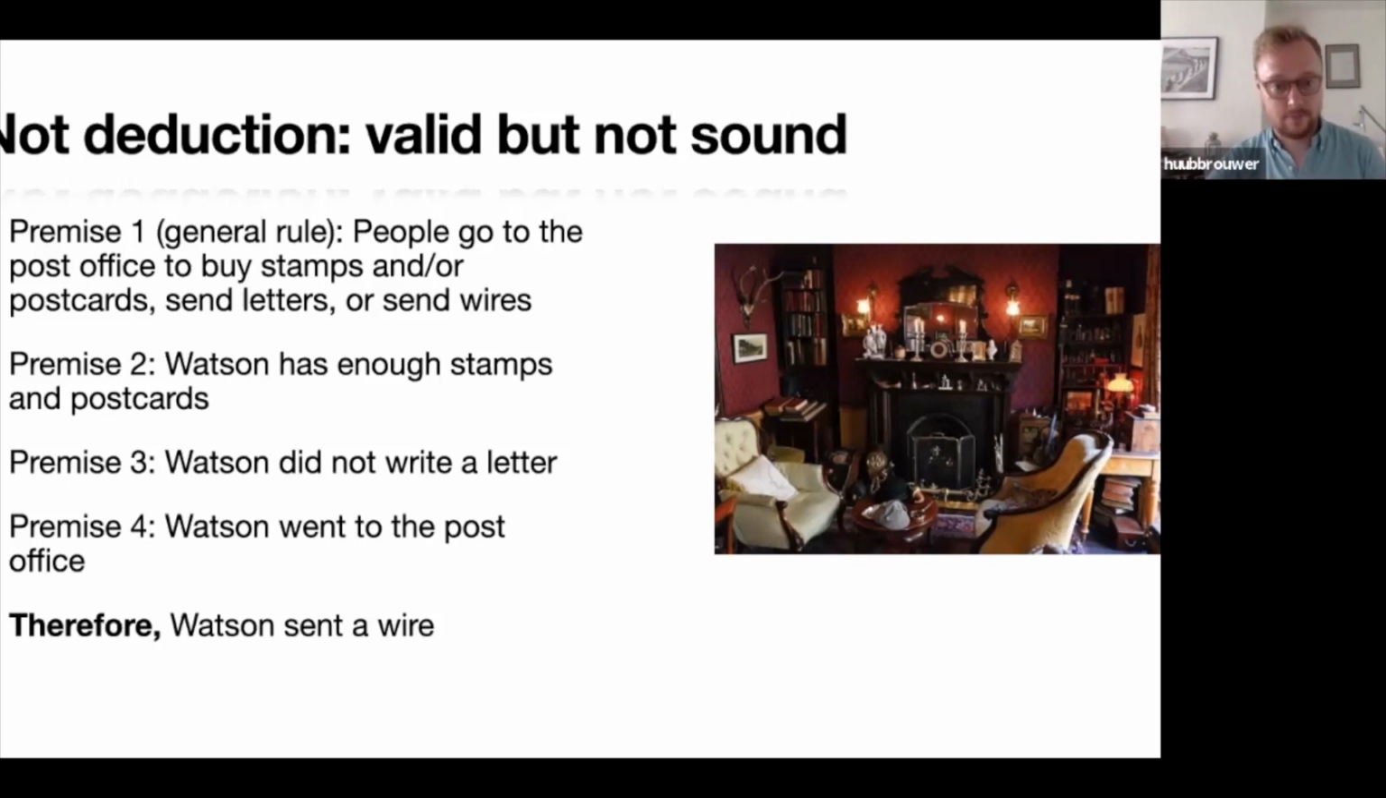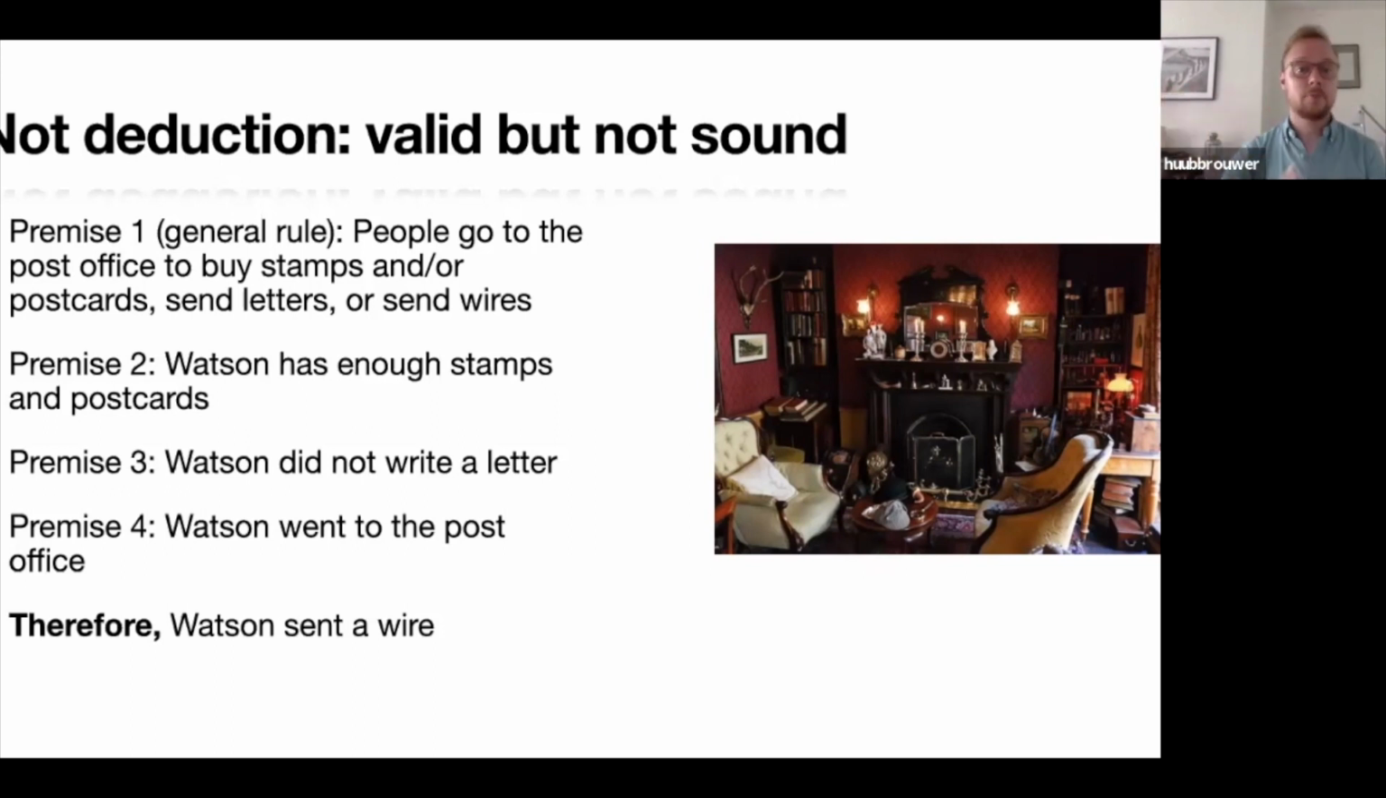Now, Watson has enough stamps and enough postcards. Watson did not write a letter, and Watson still went to the post office. Therefore, Watson must have gone to send a wire, because he didn't need to buy stamps, he didn't need to buy postcards. He didn't write a letter, so he didn't need to send a letter. So the only thing he could have gone to the post office for was to send a wire. But if that were the method that Sherlock Holmes was using, it would be a wrong use of the deductive method, because the argument would not be sound.